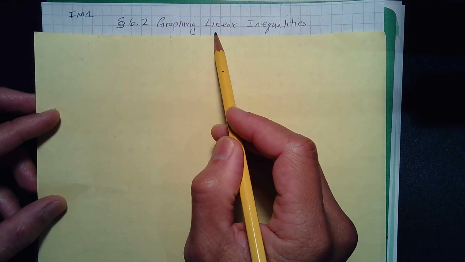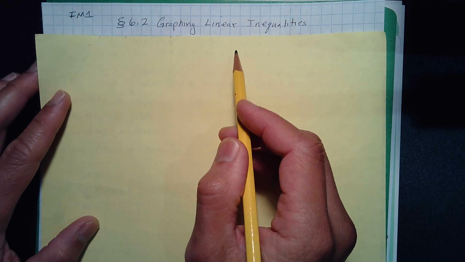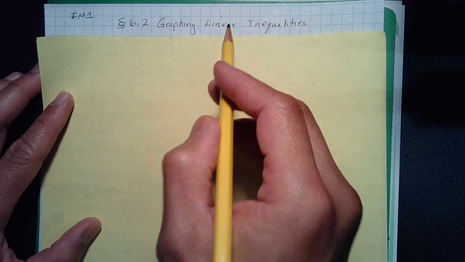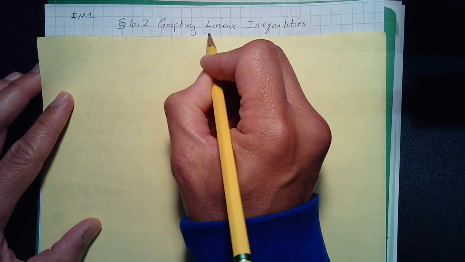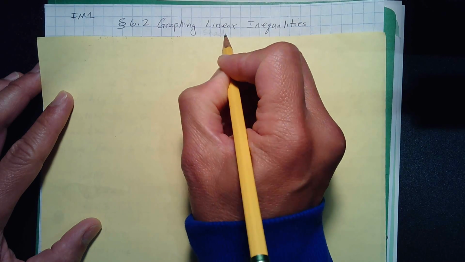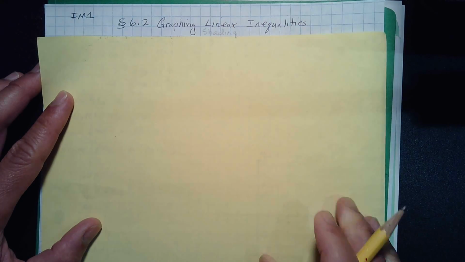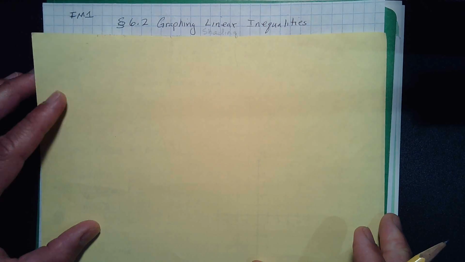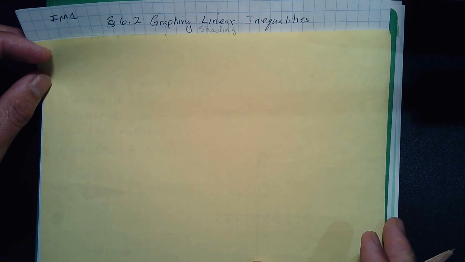When we graph linear inequalities, think of shading. Again, when we graph linear inequalities, think of shading. Okay? Think of shading.